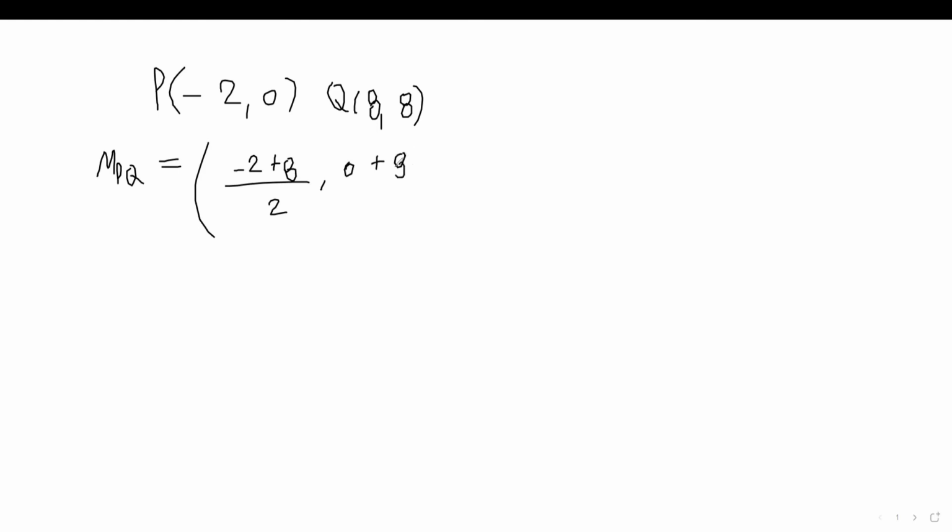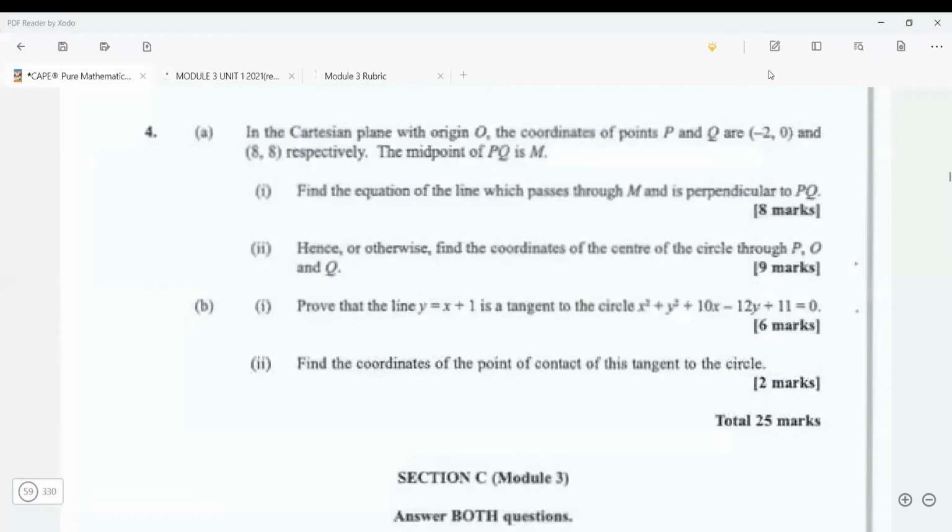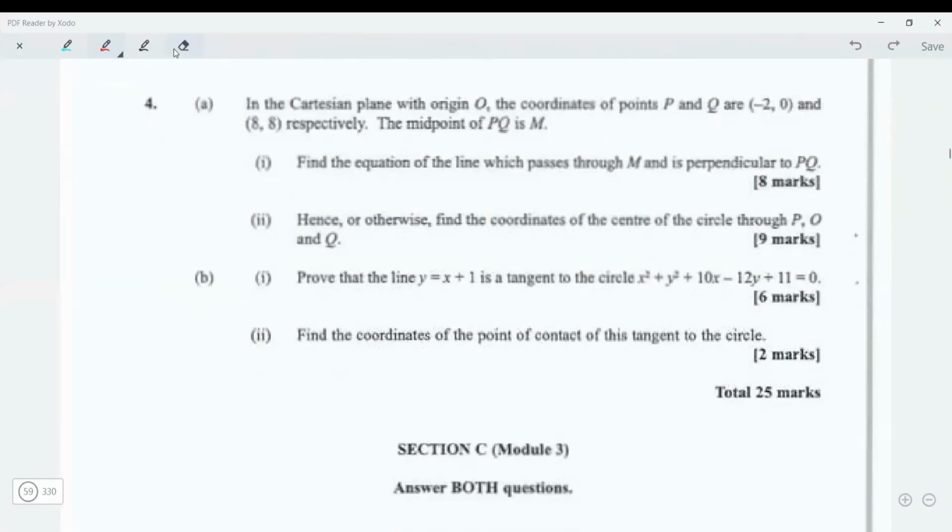We don't know what they're going to ask yet, but we just write down the coordinates of M. M, the midpoint of PQ, is -2 plus 8 is 6 over 2 is 3, and 8 over 2 is 4. So M has coordinates 3, 4, just to bear that in mind.